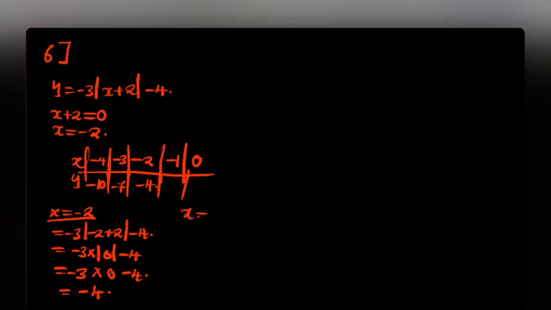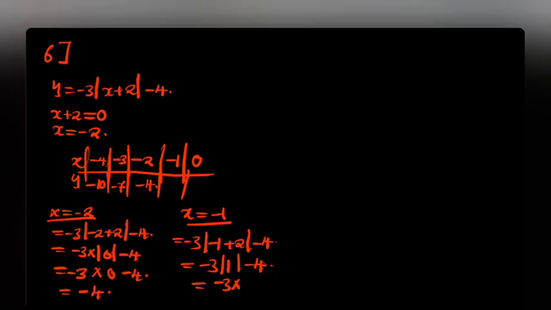Again, where there is x, we need to substitute with negative 1. So we have negative 3, then the modulus of negative 1 plus 2, then minus 4. Negative 1 plus 2 is 1, then minus 4. So negative 3 times the absolute value of 1, this will give us 1 minus 4. So negative 3 times 1 gives negative 3, then minus 4. So this will give us negative 7.